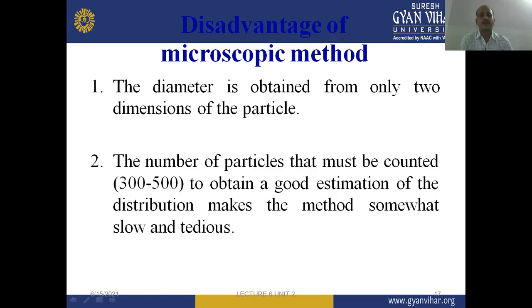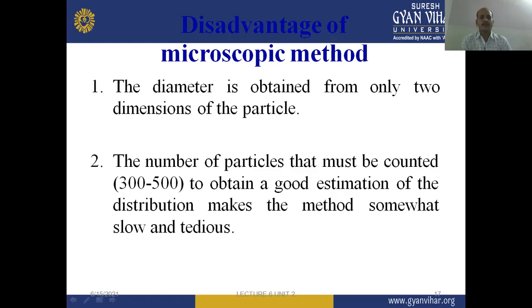Now, the limitations of this optical microscopy method. Although optical microscopy has many advantages, it also has some limitations. The diameter is obtained from only 2 dimensions of the particles. We can determine the length and width of the particles, but there is no information regarding the depth or thickness of the particles.